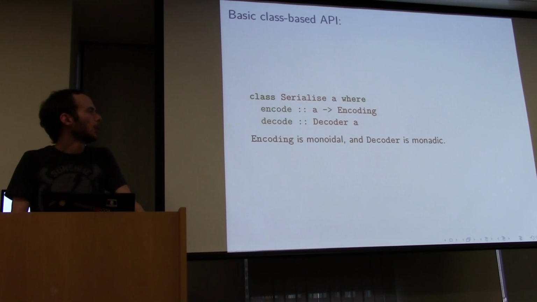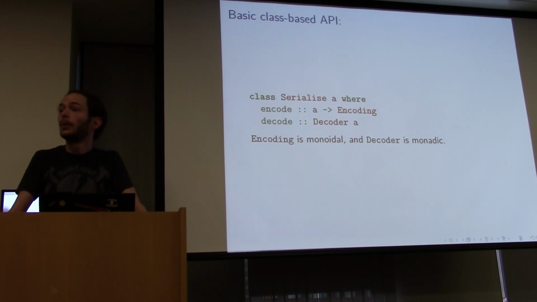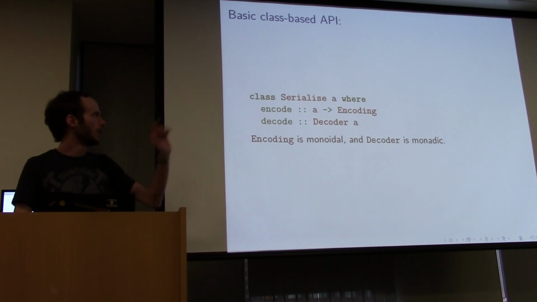So it has a very, very simple API. There's a simple class called Serialize, and it has 2 methods, encode and decode. Unlike binary, encoding is monoidal, and decoder is monadic. And I believe, if I remember correctly, in binary, encode is also monadic. It's a monad that just happens to randomly, uselessly pass around the unit. Yeah, we'll hope that the optimizer gets rid of that. Okay, encode is monoidal. And I'll show an example here in a second.